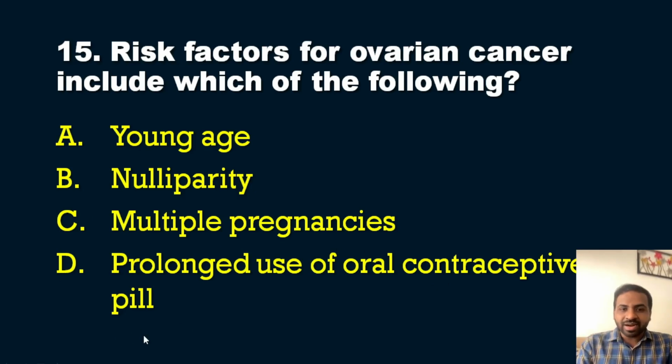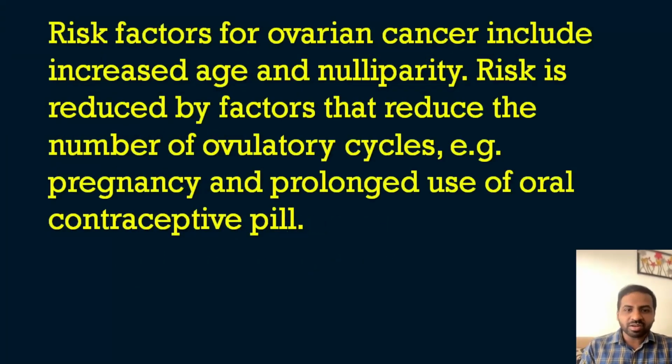So the question is regarding ovarian cancer. Don't be confused or make a hurry in answering the question. Read the question very carefully, go through the options very carefully and give me the answer. Risk factor for ovarian cancer, whether it is young age, nulliparity, multiple pregnancies, or prolonged use of oral contraceptive pills. So what is the answer? Final question, last question. The answer is nulliparity. We will see an explanation for the question we have asked.